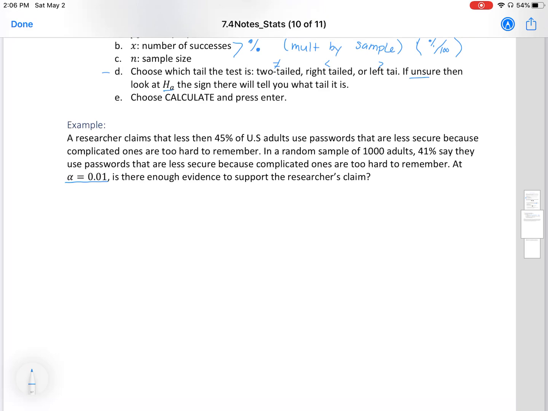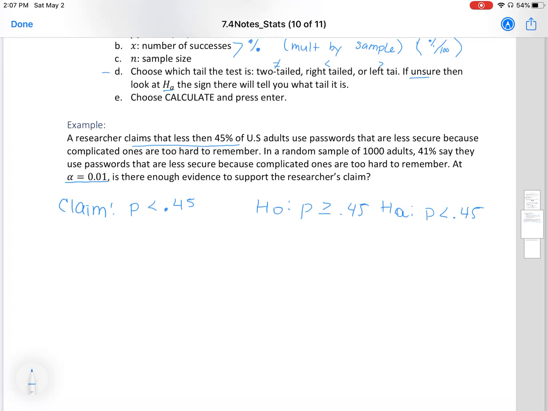All right, so just as before, we want to start off with our claim, and that's going to help us determine our null and alternative hypothesis. All right, so our claim is that less than 45%. So less than 45%, we write it as a decimal. So therefore, our claim gives us our HA: P is less than 0.45. Our null is now P is greater than or equal to, remember opposite sign with the equal sign, 0.45.